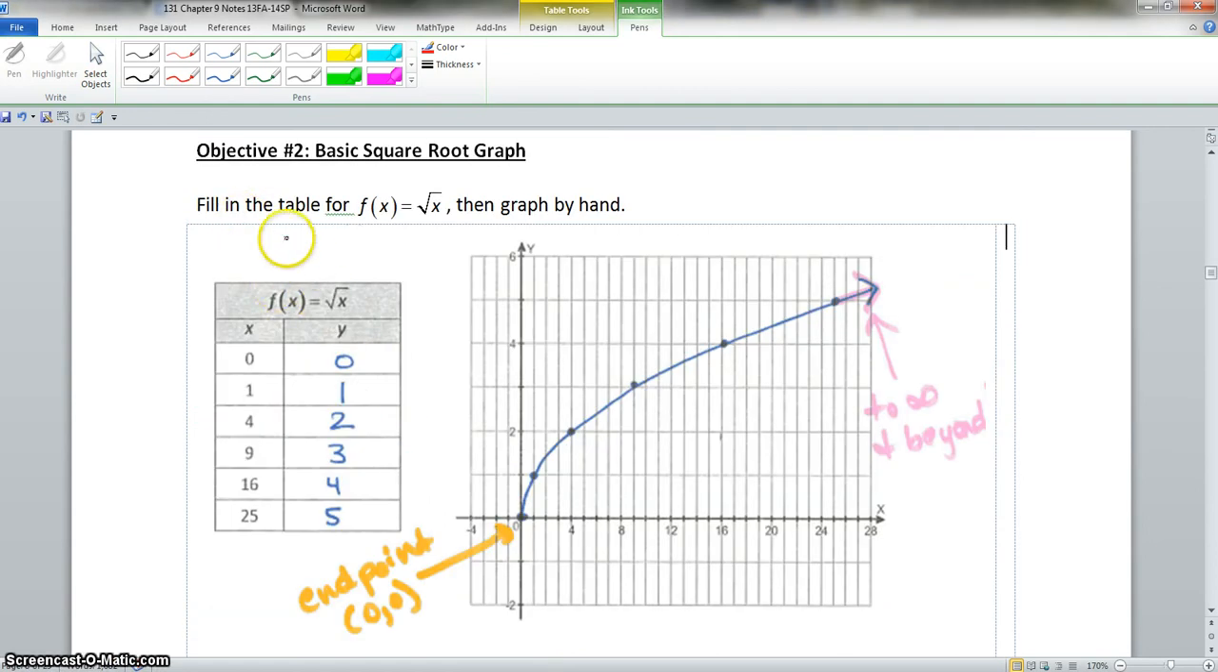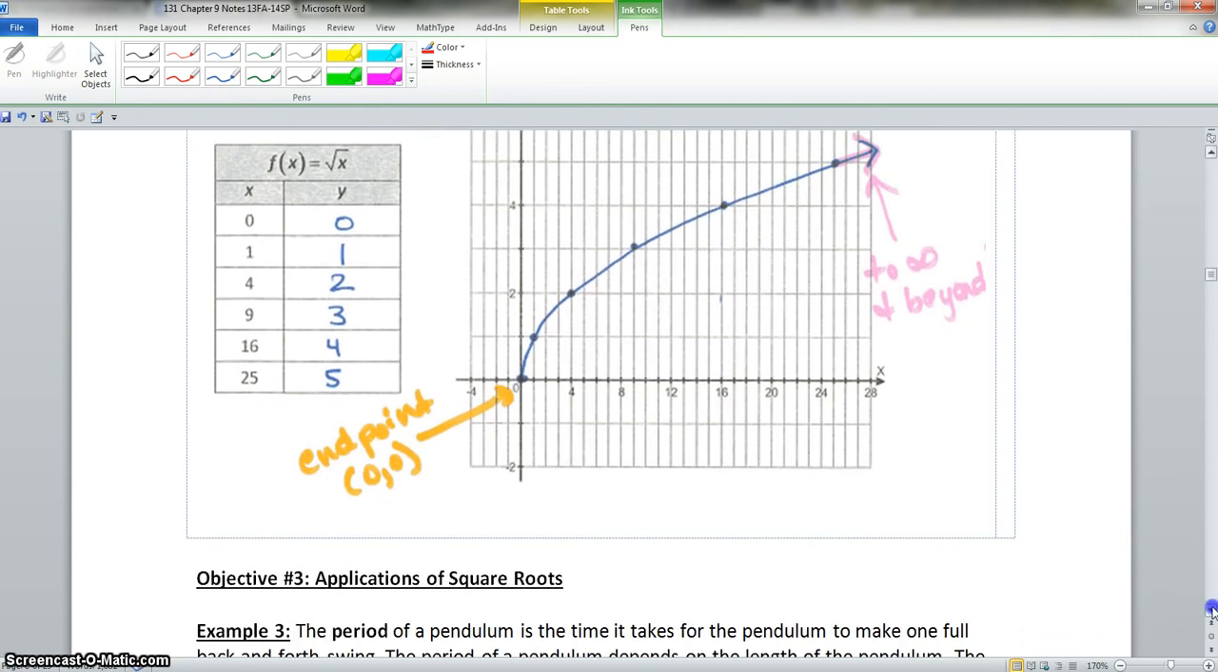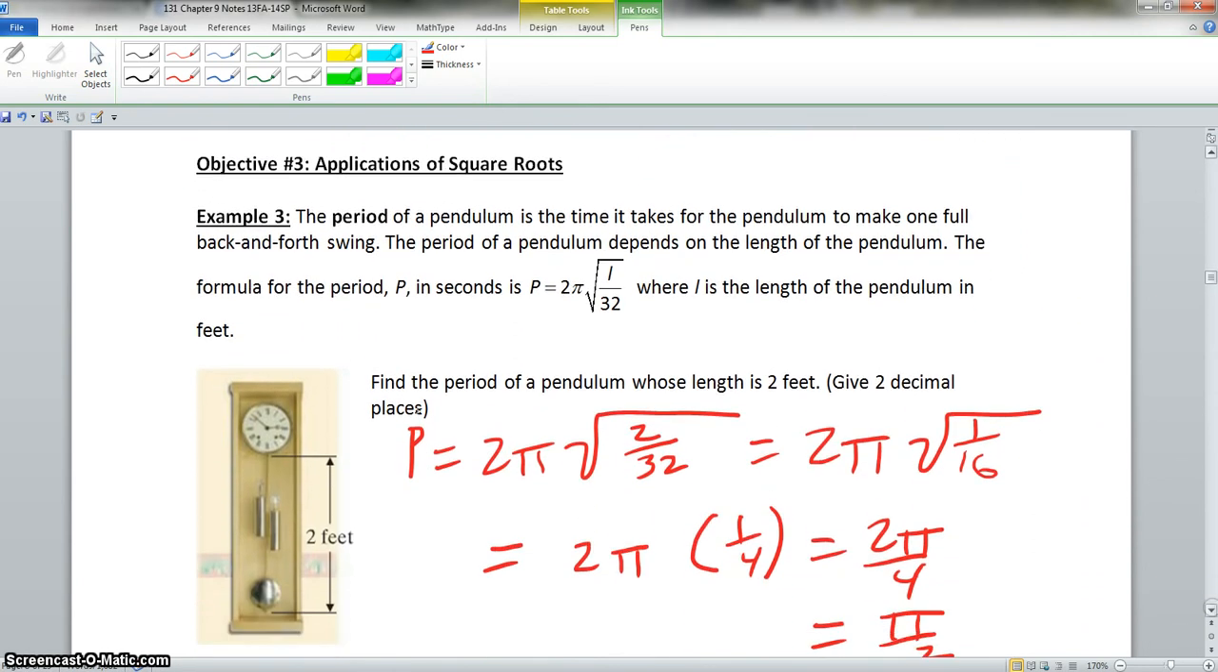Now with our next problem here, we need to fill in the table, which we have here. You can fill this in, and we need to plot those points. And if you notice here, our end point, which is our lowest point, is 0, 0, and then this goes on to infinity, because this graph will keep going on if we keep putting in points. Our next point will be 36, 6, and so on.